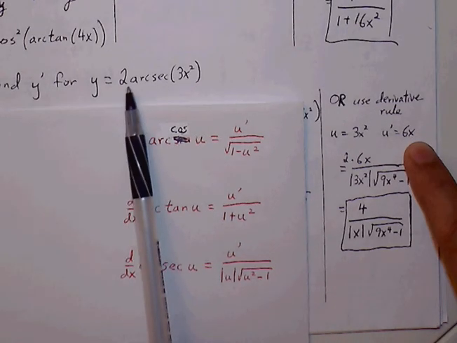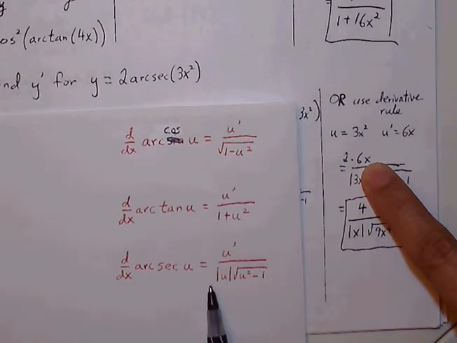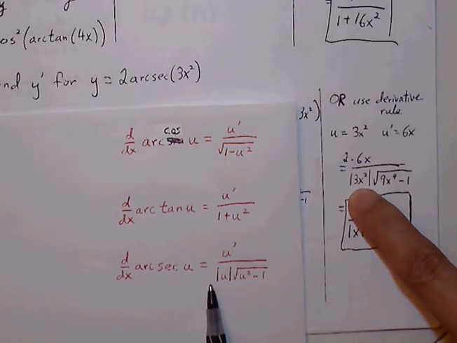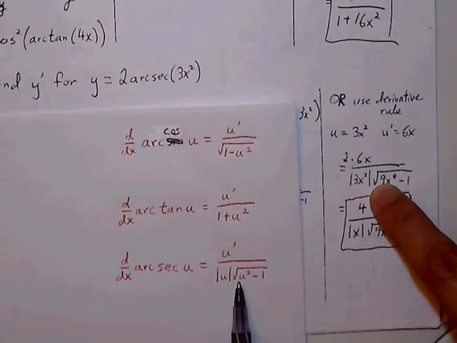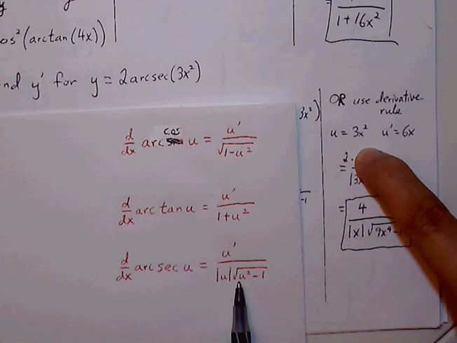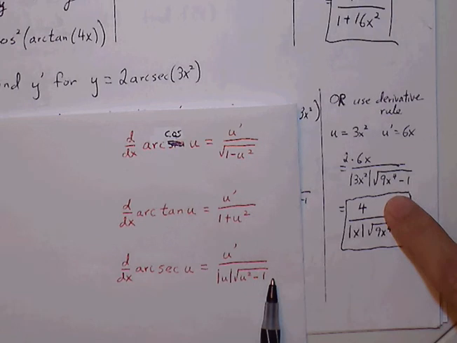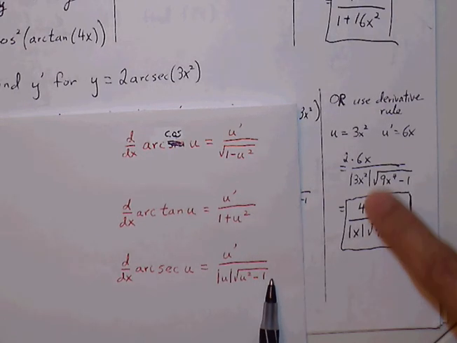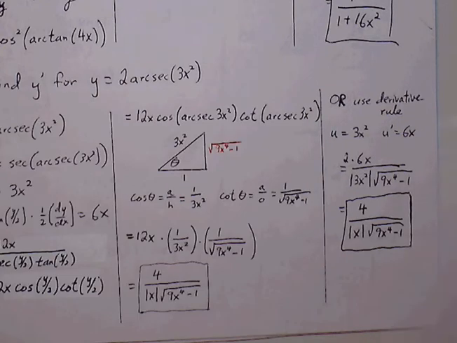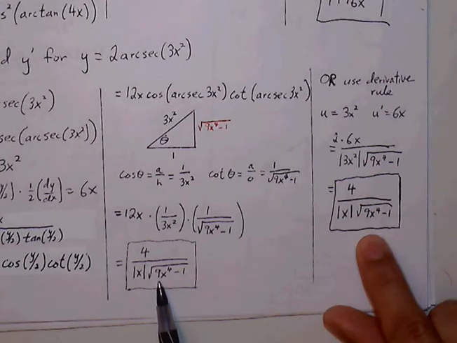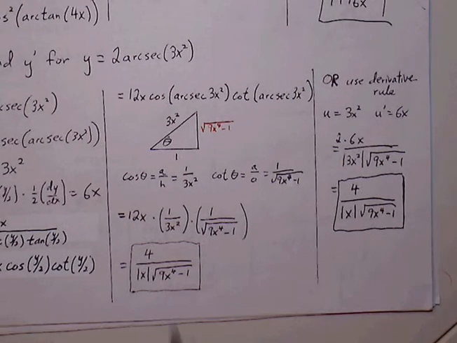So 2 times u prime, 6x, all over absolute value of u. Absolute value of u is just going to be 3x squared times the square root of u squared minus 1. So u is 3x squared, so if we square that, that would be 9x to the fourth minus 1. The 12 and 3 cancel out, the x and x cancel out, so we're left with 4 over absolute value of x times square root of 9x to the fourth minus 1. We get the same answer regardless of whether we use implicit differentiation or our derivative rule.